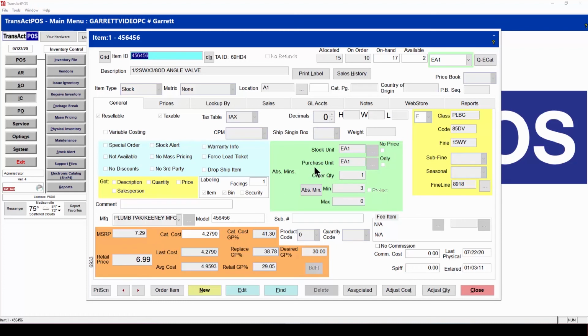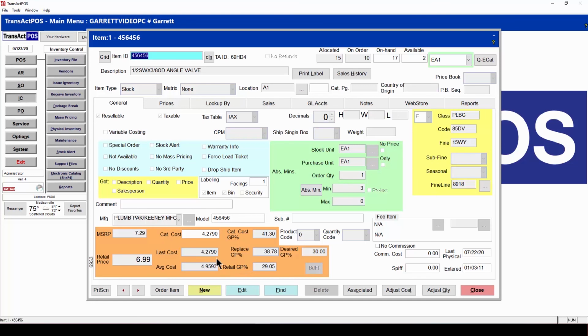The purchase unit is how we purchase this item from our vendor, in this example, Do It Best. Since this purchase unit is EA1, if we have 10 on order, like we do here, when we receive those 10, it'll take our on hand from 17 to 27. When we receive this item as an EA1, it also then affects our last cost and average cost.